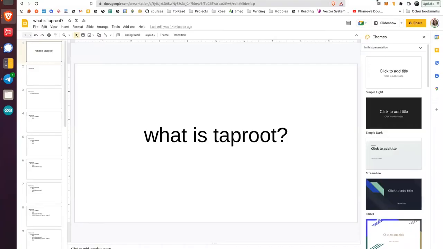What is Taproot? So this is about what is Taproot. We're going to talk through what Taproot is. I might use the whiteboard. I might not. We'll figure it out. Great. Okay. So let's go ahead and get started.